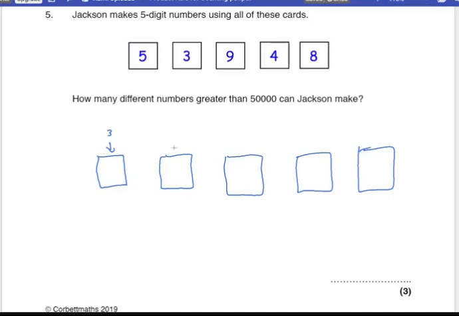And then how many can go in the second option? Would it be 5? Why is that? Because there's 5 numbers there. But he's making the 5-digit numbers using all of these cards. Oh, 4. So he's only got 4 left.